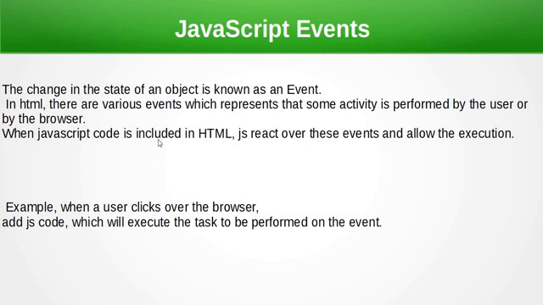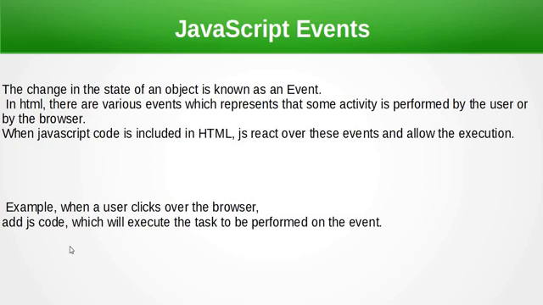When JavaScript code is included in HTML, the JavaScript reacts to these kinds of events and can be allowed to execute accordingly. For example, we have the click event, the mouse click or onclick. A click over the browser means that JavaScript code will execute the task to be performed on the event.